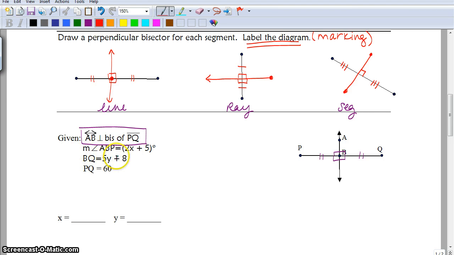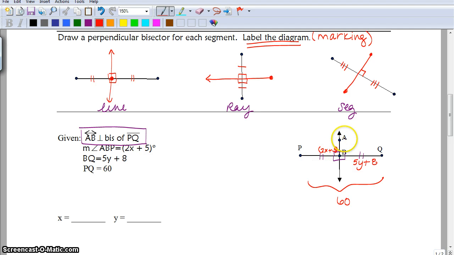Now angle ABP is 2x plus 5. ABP, I'm going to mark that 2x plus 5. BQ, that's this piece here, is 5y plus 8. And then PQ, this entire length, is 60. So now it wants me to solve for x and y. The very first thing I'm going to do is try and solve for x. I find x in the picture and I ask myself, what is this?